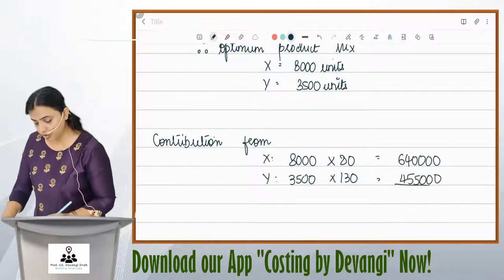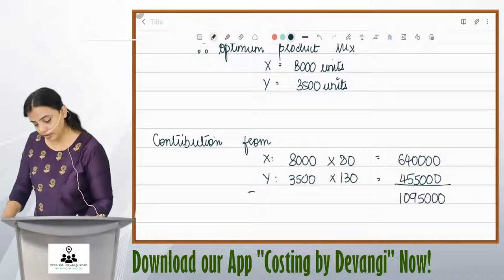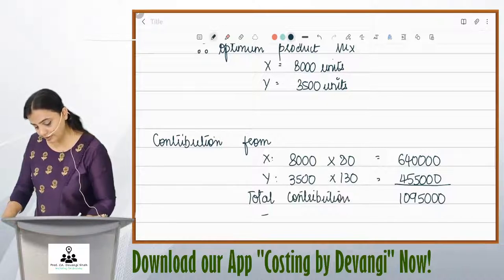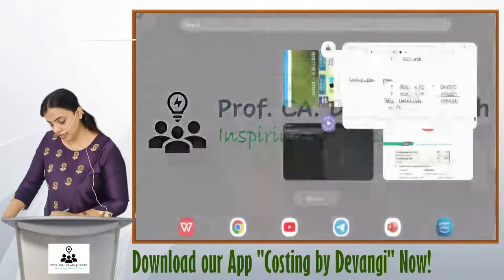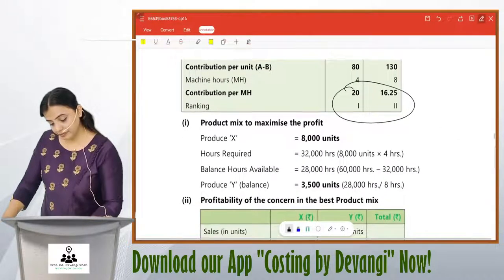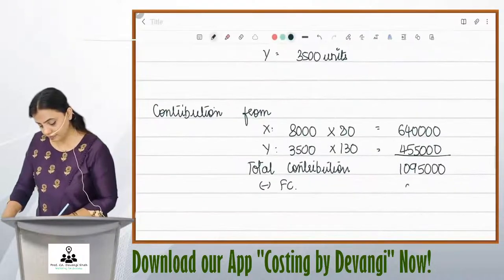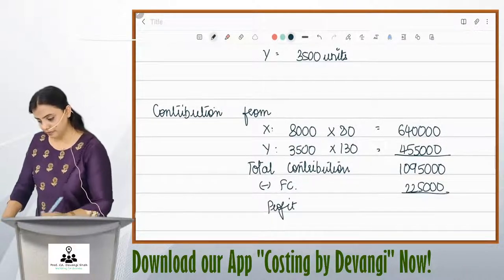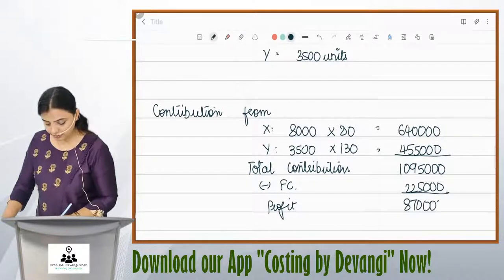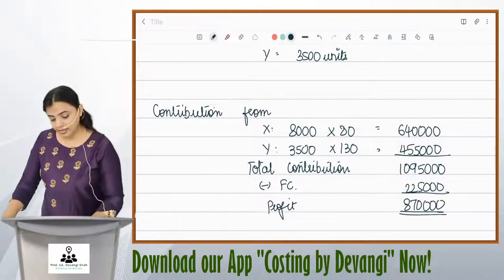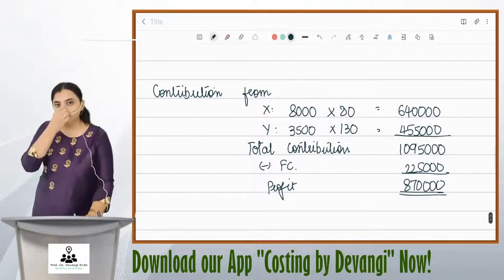4,55,000 here. The total contribution that you will earn is 10,95,000. And friends, from this you will subtract the fixed cost that is given. The given fixed cost is 2,25,000. So your profit is 8,70,000. So friends, this is the profit that you will be earning. Got it, friends?